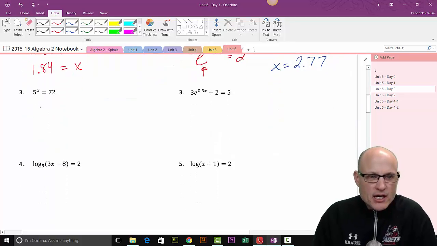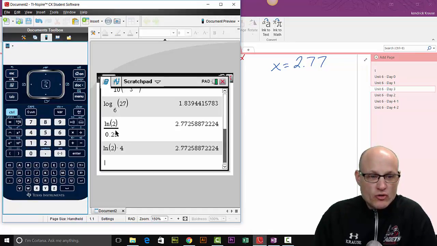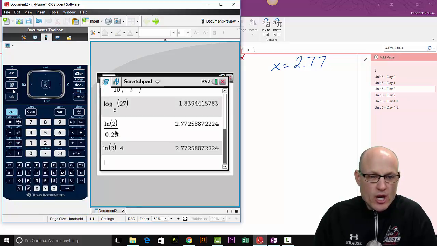All right. It's all about that base. There's the base. And flip these. 72 equals x.